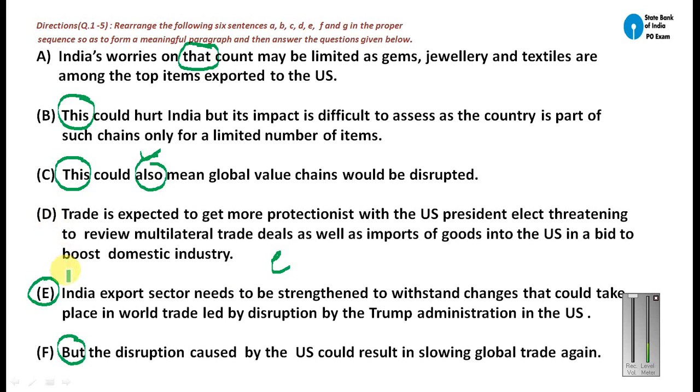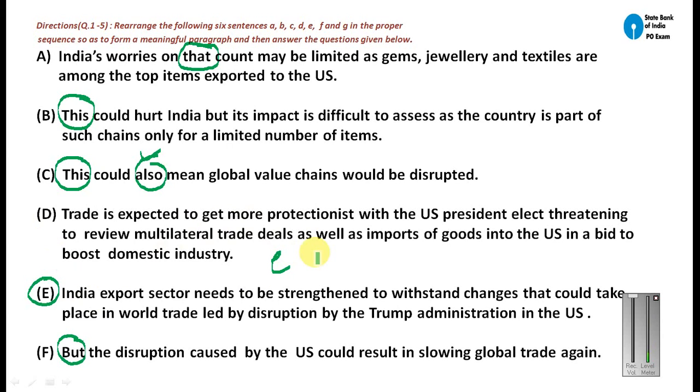Now after this sentence you can put this sentence: trade is expected to get more protectionist. Here we are talking about something in general. This sentence is a kind of extension of the previous sentence, because here we are saying trade is expected to get more protectionist. Why is it getting more protectionist? Because Trump is making changes. So this sentence and this sentence are logically related. It will become the mandatory pair.